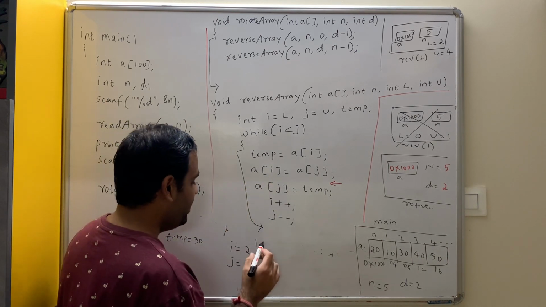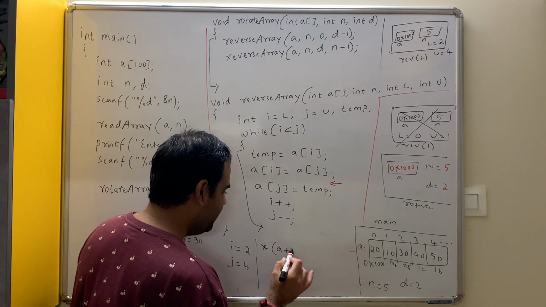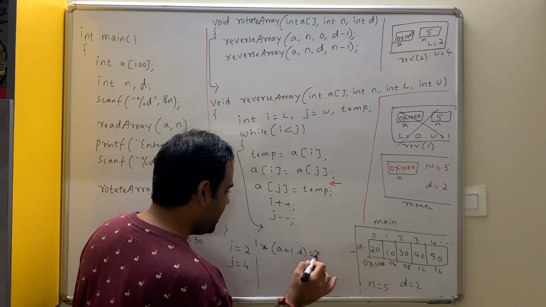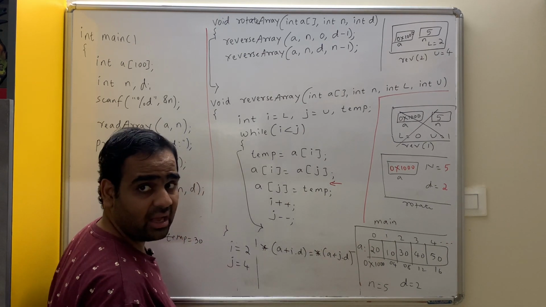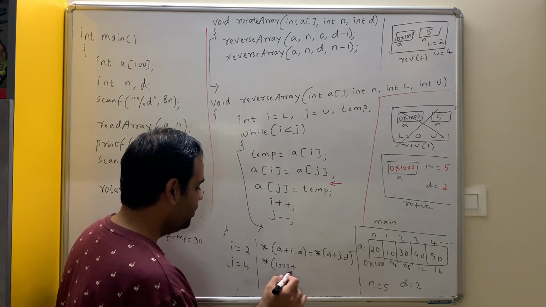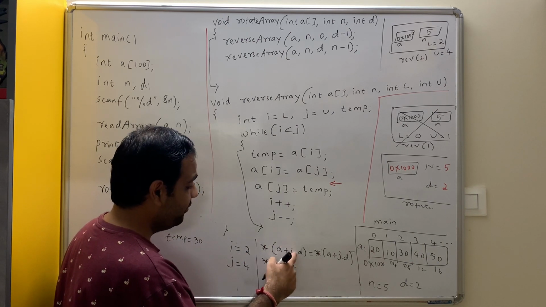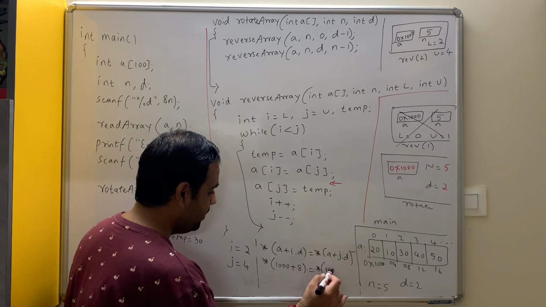Now the next line is A of I is equal to A of j. Star A plus I into D is equal to star A plus j into D. This is because of the pointer scaling, so I am writing directly star. What is the value of A? 1000 plus. What is the value of I? 2. The value of D is 4. It is 8, equal to star 1000 plus.